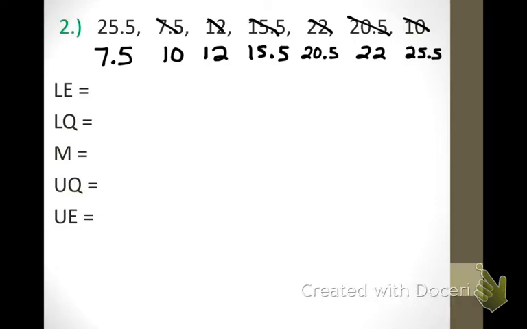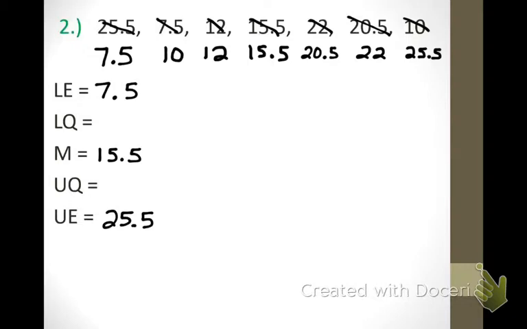What is my lower extreme? 7.5. Let's move on to the opposite of that, the upper extreme. What's the upper extreme? 25.5. Okay, if you didn't get that, erase your answer and fix it for me. The median. What is it? It's the middle number or the middle value, which is 15.5.